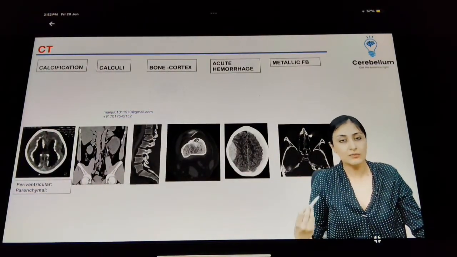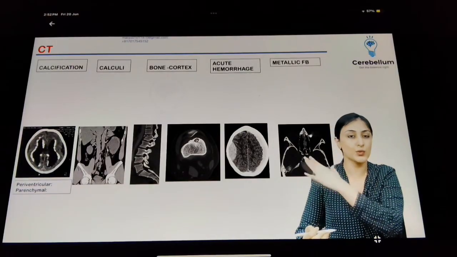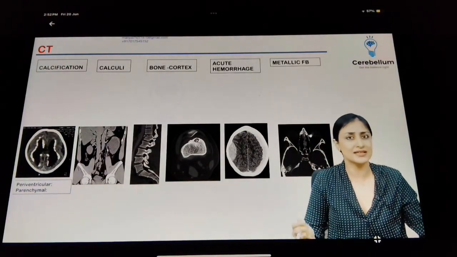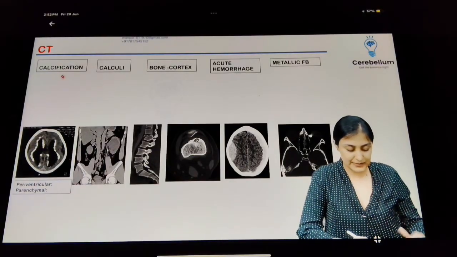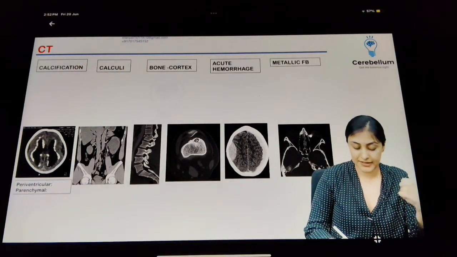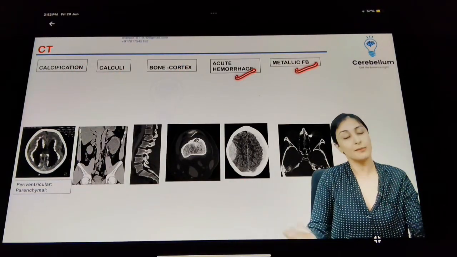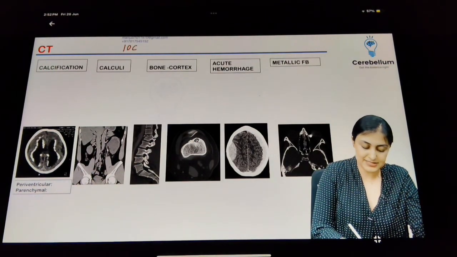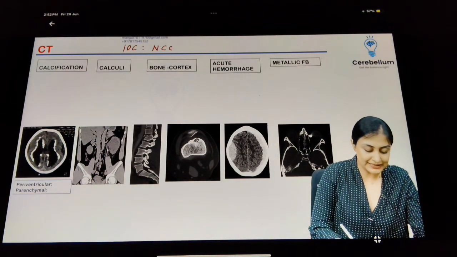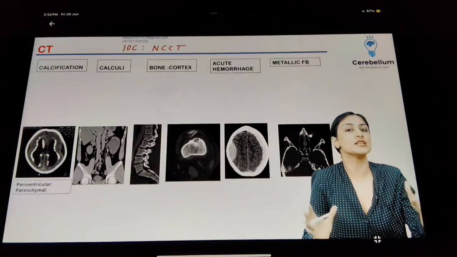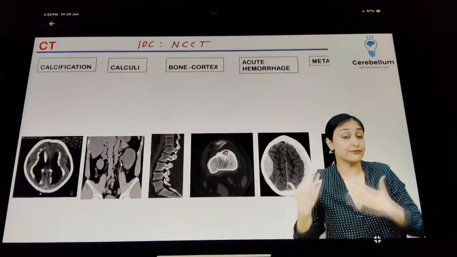So now looking at the thumb rule. We will go in a very fluid manner and understand it very naturally. So CT: where all will I do CT? Anything which is white. See if it makes sense: calcification, calculi which are calcified, bone cortex, acute hemorrhage, and metallic foreign body. This is everywhere where my investigation of choice is going to be a CT, right? And not just a CT. Since these are anyways white, I won't give contrast. So non-contrast CT scan. Understanding? Right, now let's see further into the details.